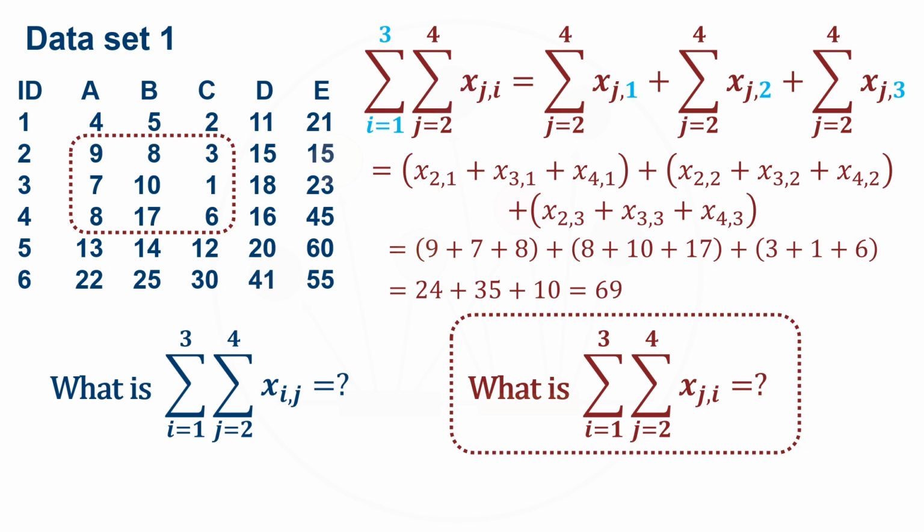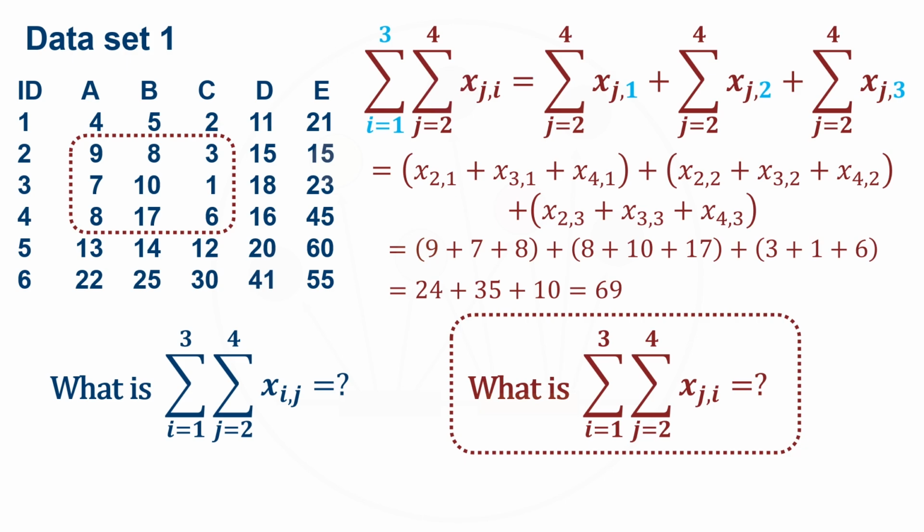The second summation is going to give us x2 comma 2 plus x3 comma 2 plus x4 comma 2. And then our third summation is going to give us x2 comma 3 plus x3 comma 3 plus x4 comma 3. And then going to our table, looking those numbers up, the first summation is going to give us 9 plus 7 plus 8. The second will give us 8 plus 10 plus 17. The third will give us 3 plus 1 plus 6. So that's 24 plus 35 plus 10 gives us 69.